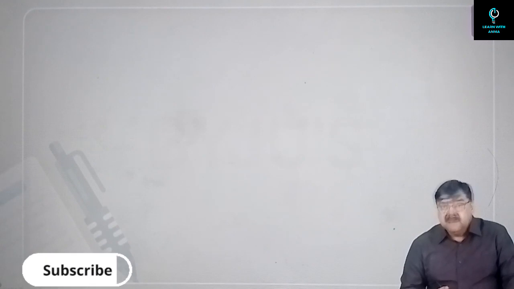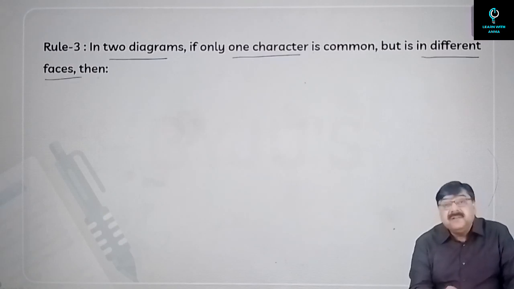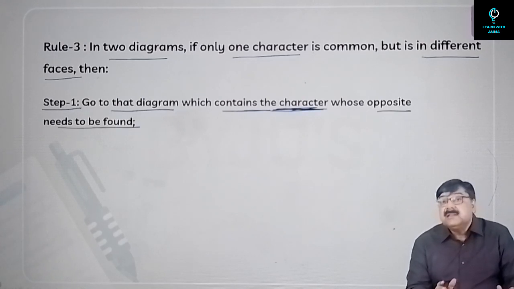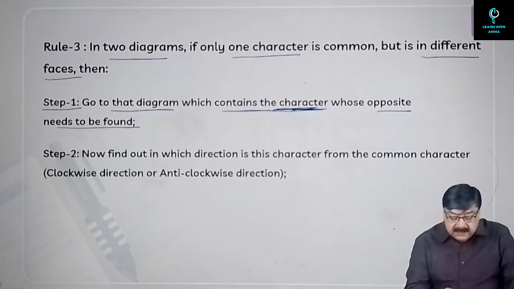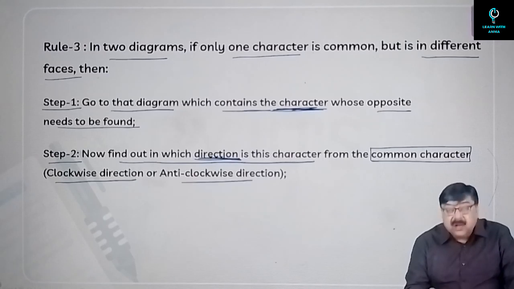So once again, please revise the steps. The case is that if in two diagrams, there is only one character which is common, but it is in different faces, then in that case, step 1 should be go to that diagram which contains the character whose opposite needs to be found. That is the letter or number which has been asked in the question, for which you need to find out the opposite letter or opposite number. Step 2, find out in which direction is this character which was asked in question from the common character. Which direction or movement, that is clockwise or anti-clockwise.